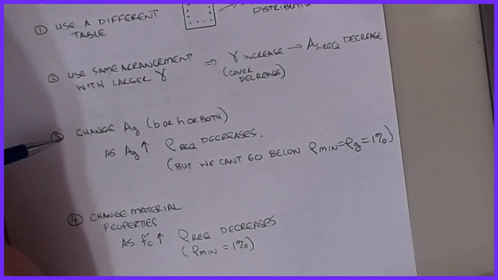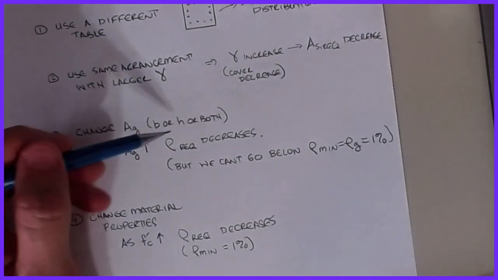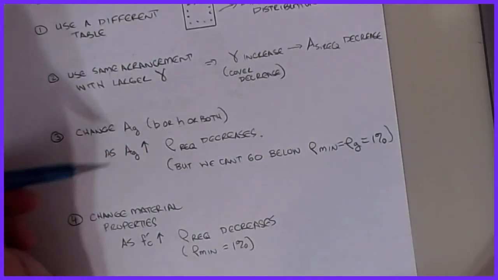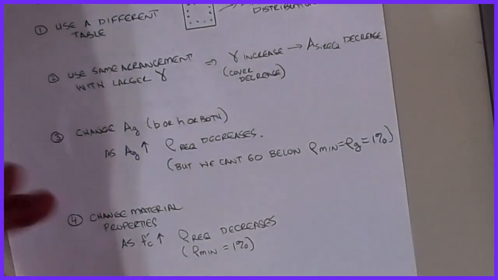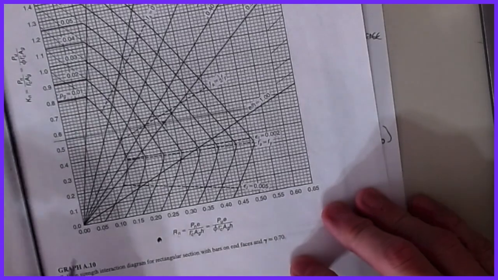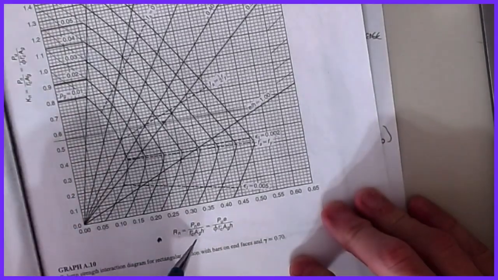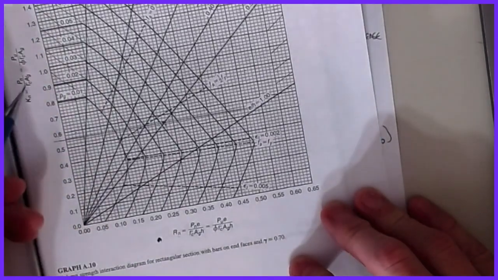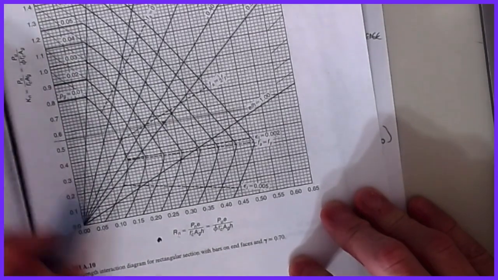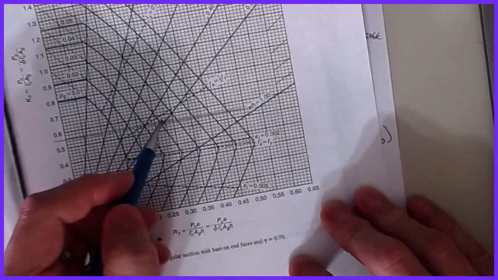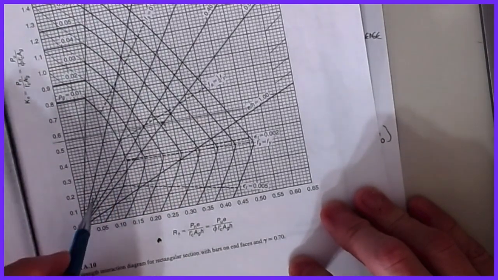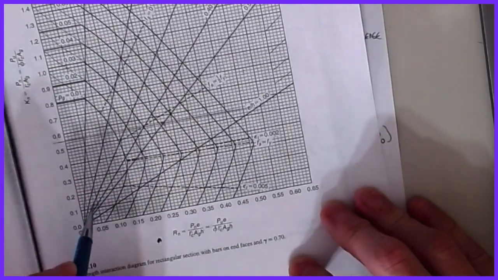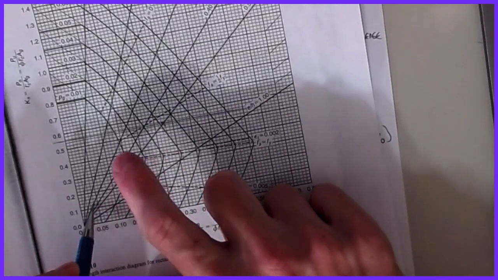You could change the AG like what you saw us do. I could change B or H or both. And typically as AG goes up, the rho required, that rho G value, decreases. Again, that's because each of these coefficients has an AG in the denominator. And so as I increase AG, Kn and Rn both start to decrease, which in effect pulls my point down here. Now again, recognize that I could get crazy and pull it all the way down to here, but you're bound by the minimum, which is this 0.01.